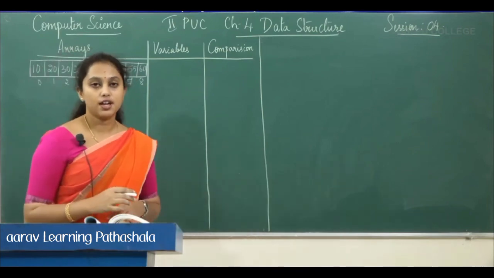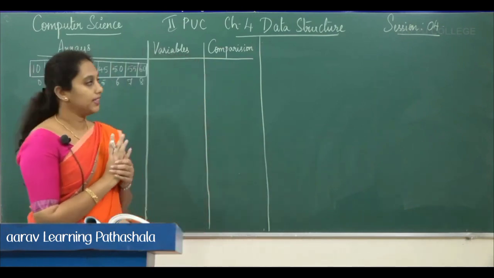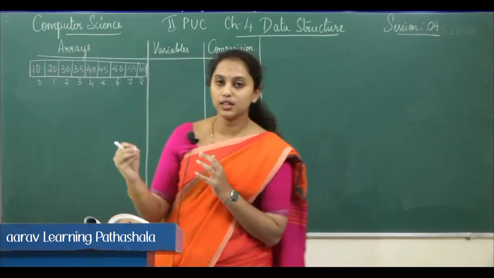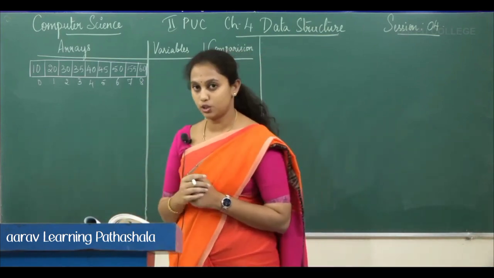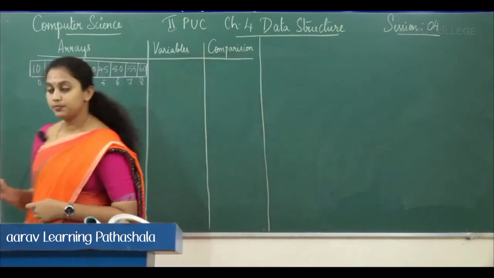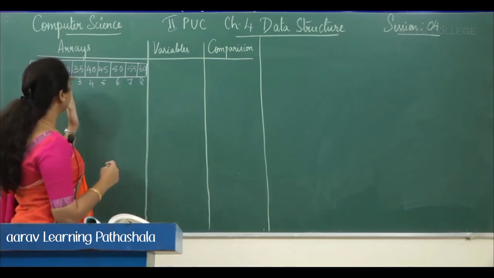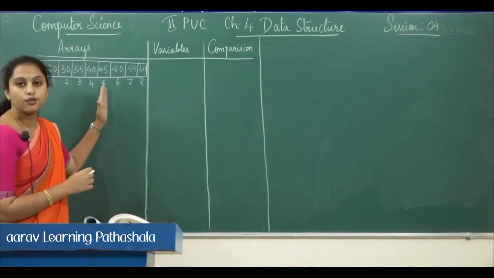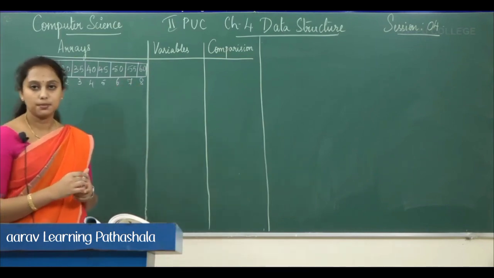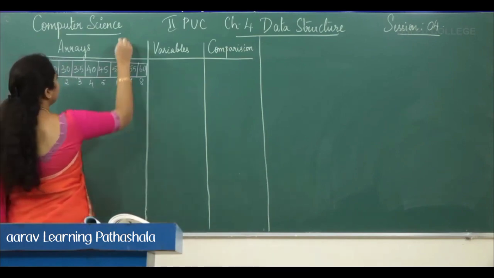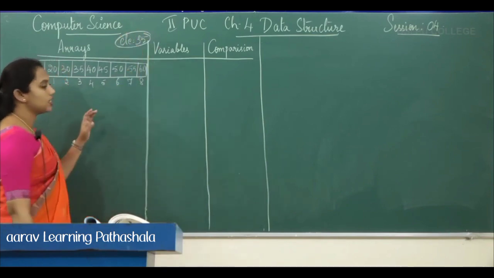So in the previous session we have traced some of the arrays using binary search. So in this session let's start with another array, that is tracing of an array using binary search. So this is our array. The array contains 10, 20, 30, 35, 40, 45, 50, 55 and 60 as its elements. So here our search element is 35.